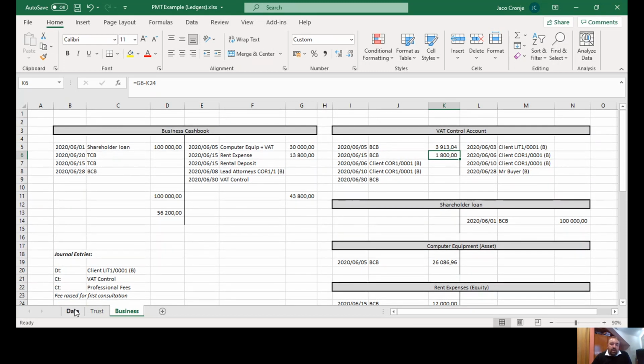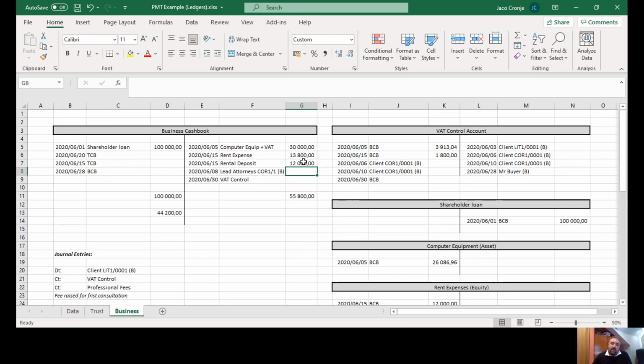Okay, now let's look at the rental deposit. So the rental deposit we said is 12,000 Rand. It equals 1 month's rent, but it does not attract VAT. So how much money will flow out of my business cash book? And the answer is 12,000 Rand.